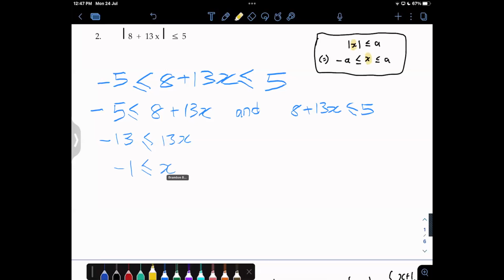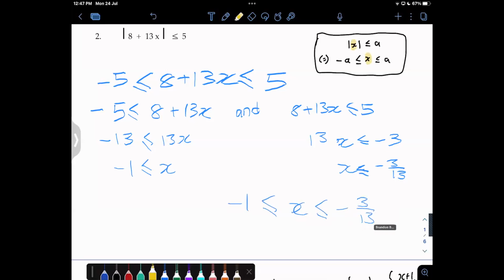Do you need to change the direction of inequality here, from 13x to x? No, because I'm only dividing by 13. Yes. Divide by a positive, you don't need to change. Only when you divide or multiply by a negative number do you have to flip the inequality direction. And now combine into one answer. Okay, good, you got it. Very good.